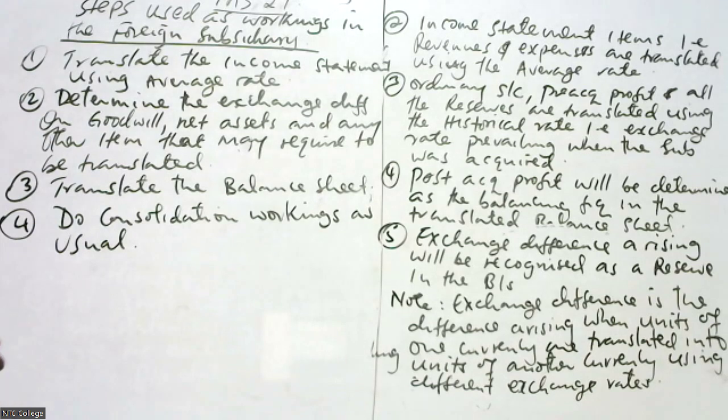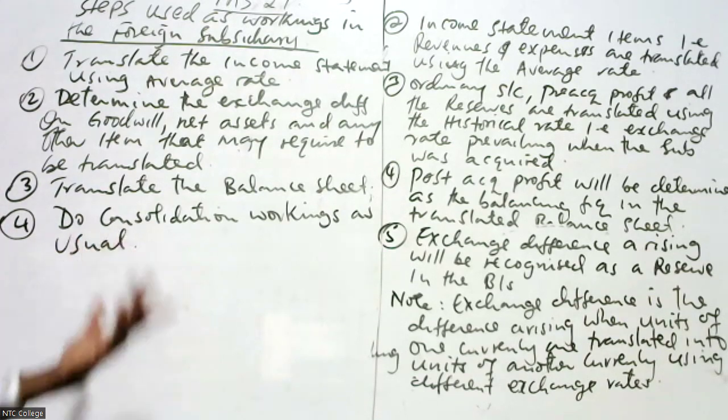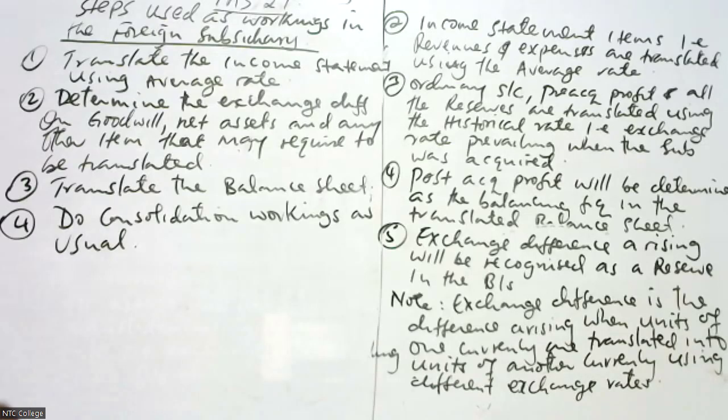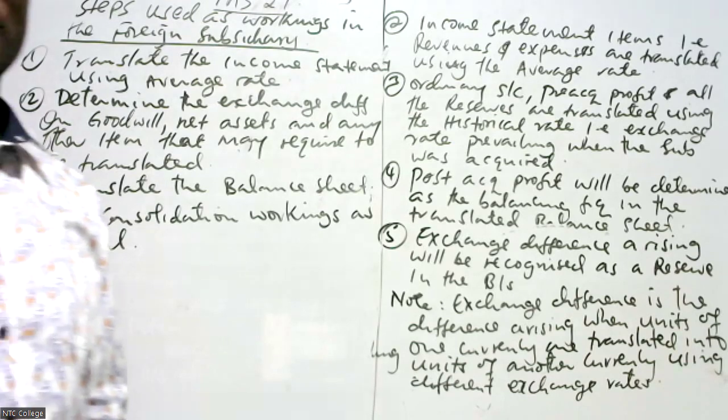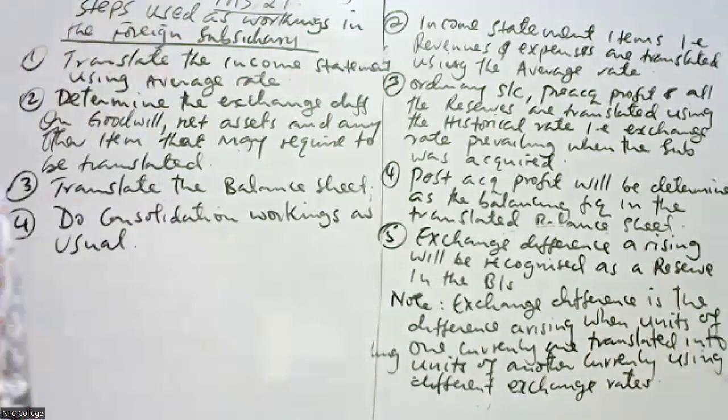Because after you have translated the income statement, after you have determined the exchange difference on goodwill, and after you have translated the balance sheet, it becomes a normal question. Then you do the consolidation workings as usual, because it's no longer a foreign subsidiary question.